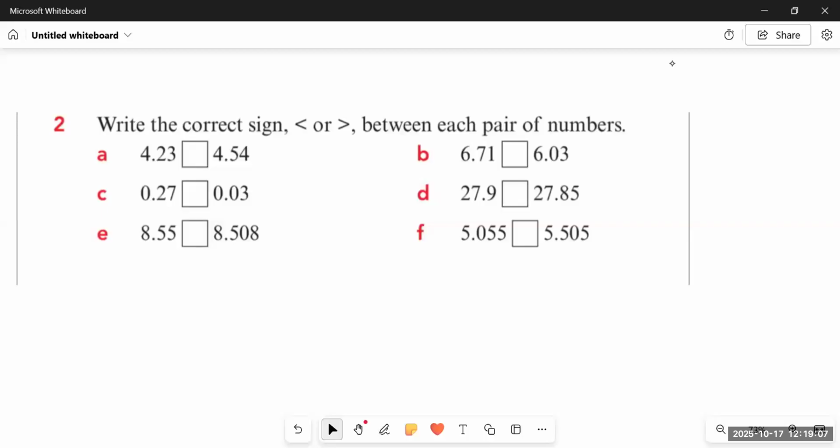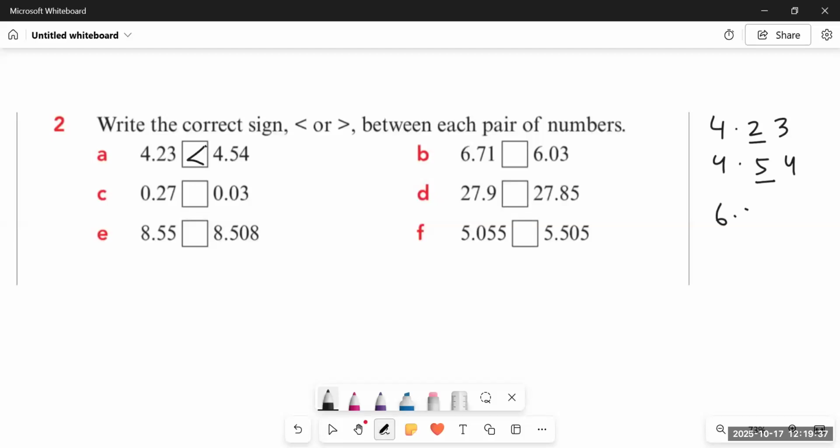In the second question, we have to compare the decimals, and to compare the decimals, we have to do the same thing we have done in the previous question. We will compare the first digit, then the second digit, and the third digit. But before that, we have to keep the decimal below decimal. Since in all these numbers we have one digit before the decimal, it's very easy to compare them. Like between 4.23 and 4.54, 4 and 4 are same, so we will compare 2 and 5. 2 is smaller, so 4.23 is smaller, and 4.54 is greater.